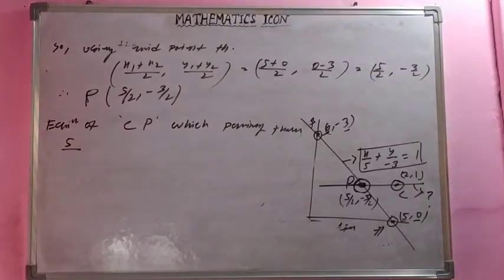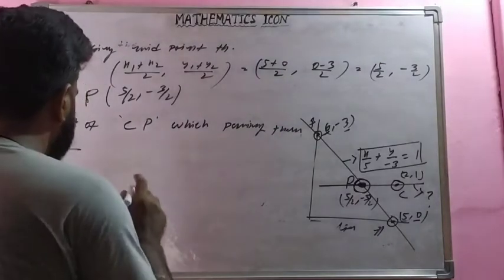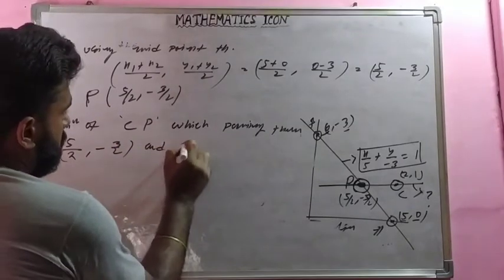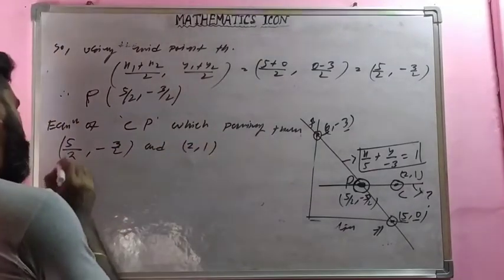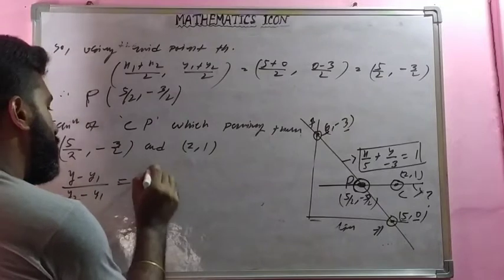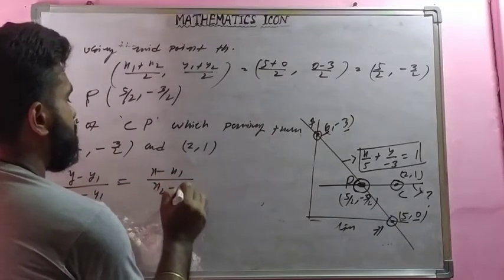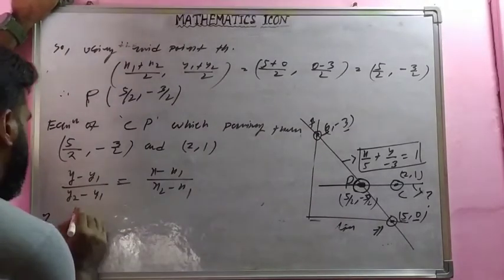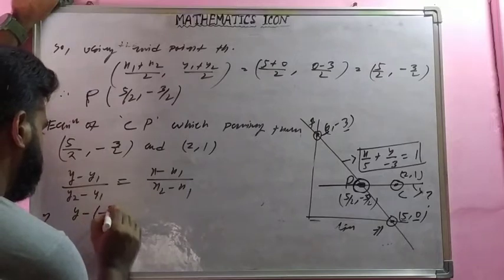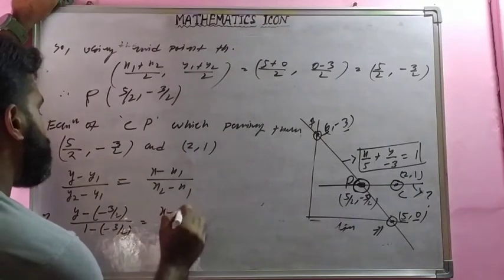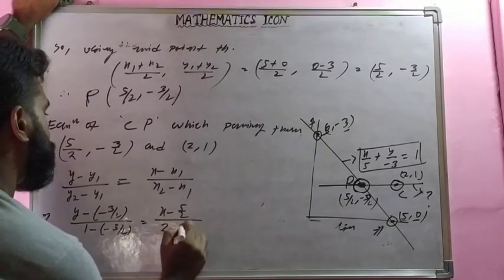P, 5 by 2, minus 3 by 2, and 2, 1. तो दिए दो पॉइंट है, तो फॉर्मूला कौन सा होता है? (y minus y1) by (y2 minus y1) equals (x minus x1) by (x2 minus x1). ये फॉर्मेशन हम लोगों ने किया है बहुत. तो बस दो पॉइंट पता है तो बिठा दो.